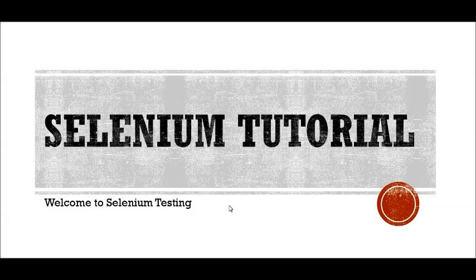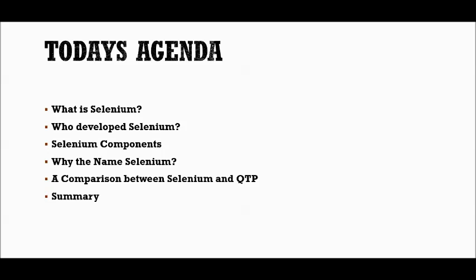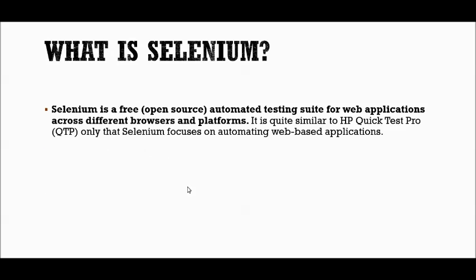Let's see what the agenda is for today. Today's agenda: what is Selenium, who developed Selenium, Selenium components, why the name Selenium, a comparison between Selenium and QTP, and last, a summary. So what is Selenium? Selenium is not a single tool, it is a suite of tools and it is a free tool. It is basically an open source tool used for web-based application testing, whereas QTP can support both web-based and window-based applications, but Selenium primarily supports web-based applications.